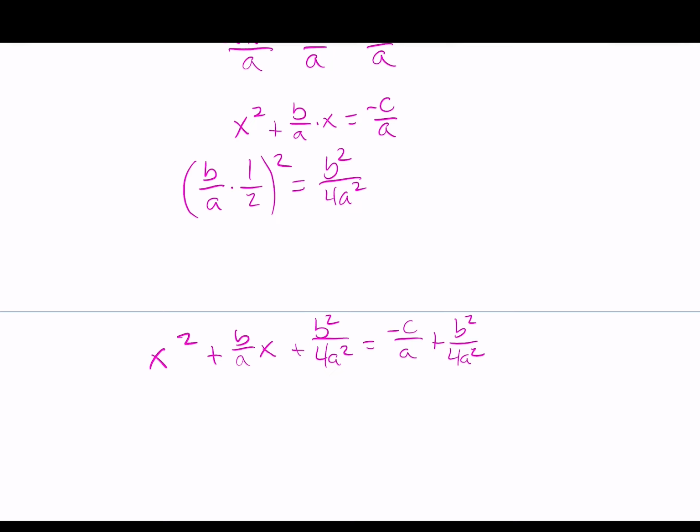So now we have a perfect square on the left side. And what is that perfect square? Well, that perfect square, if we were to rewrite it, is x plus b over 2a, quantity squared, is equal to b squared minus 4ac over 4a squared, writing this as a single fraction.